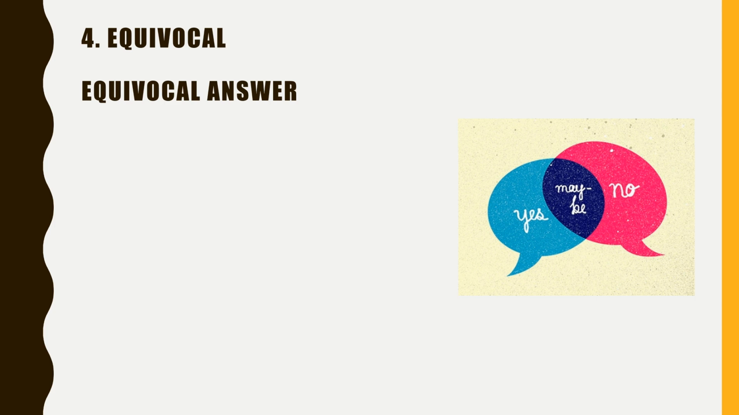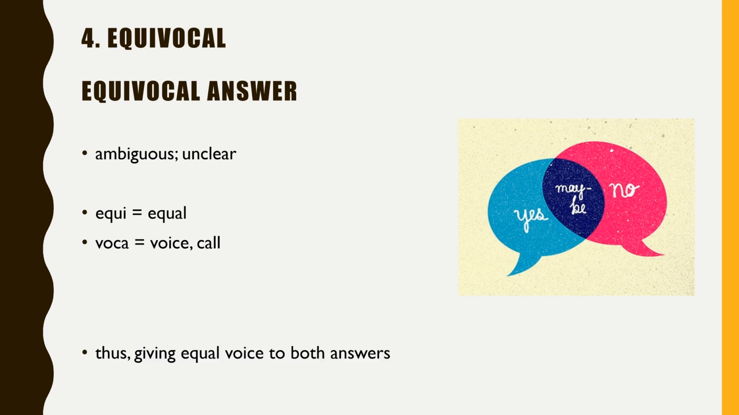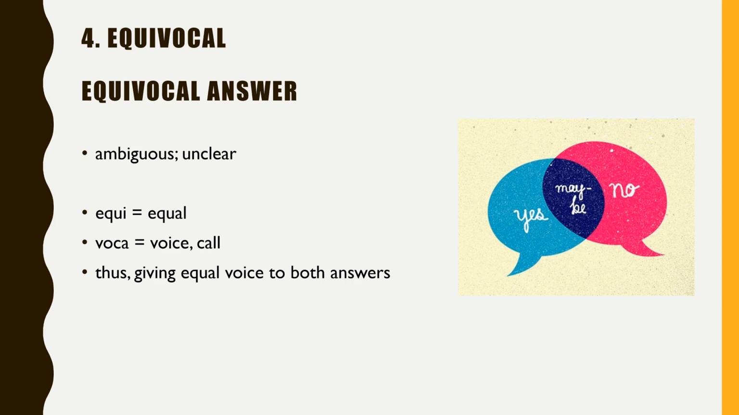Equivocal. Equivocal answer. That is ambiguous and unclear. We've seen ambiguous before. So ambiguous answer is like yes or no. It's kind of unclear. Here we have the root equi. Equi means equal, and voca, which means voice or call. Those are important. Please make note of that. So the meaning for equivocal means giving equal voice to both answers. You're giving equal weight to yes and no at the same time.